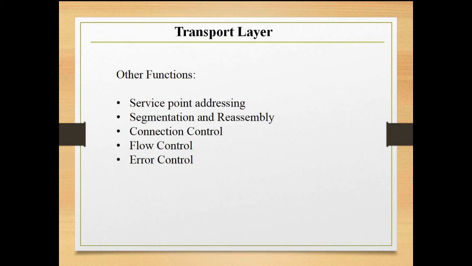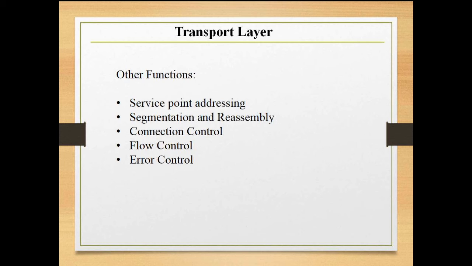Connection control. The transport layer can be either connectionless or connection-oriented. A connectionless transport layer treats each segment as an independent packet and delivers it to the transport layer at the destination machine. A connection-oriented transport layer makes a connection with the transport layer at the destination machine first before delivering the packets. After all the data are transferred, the connection is terminated.